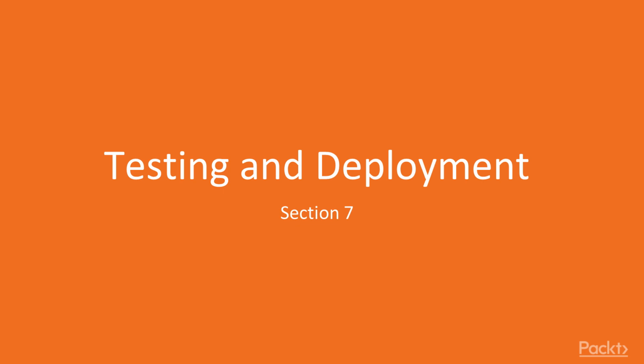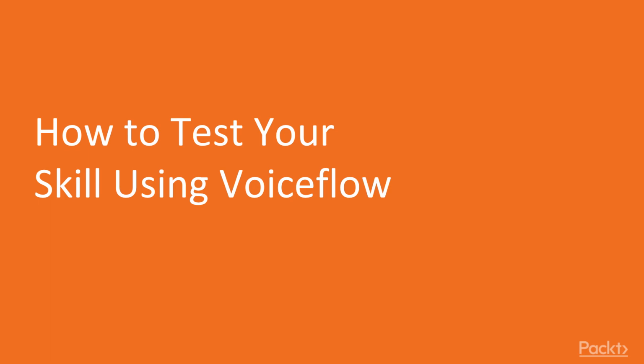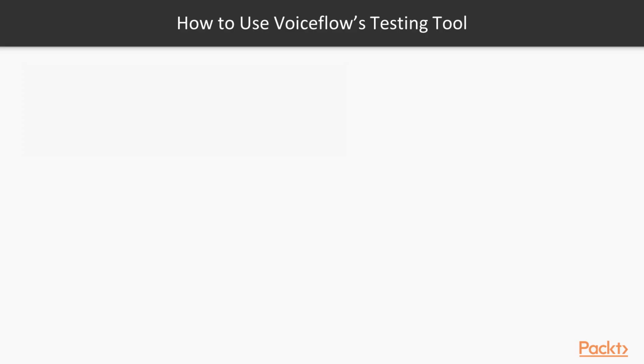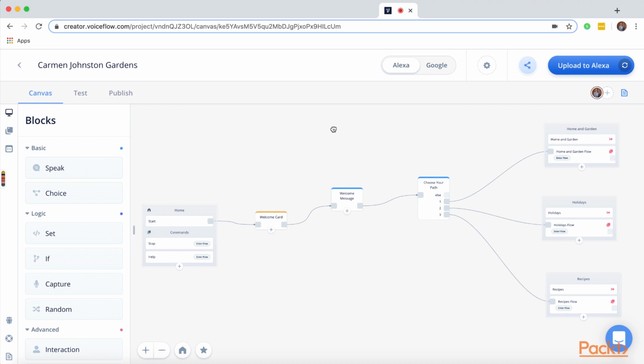We're going to talk about how to test your skill using Voiceflow. What we're going to do is enter your Voiceflow project and then click test next to Canvas. So here's what that looks like. You go into your Voiceflow project.